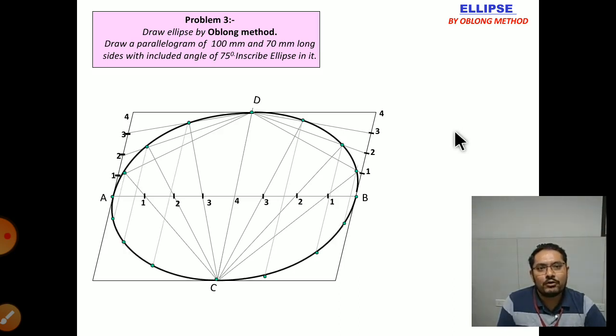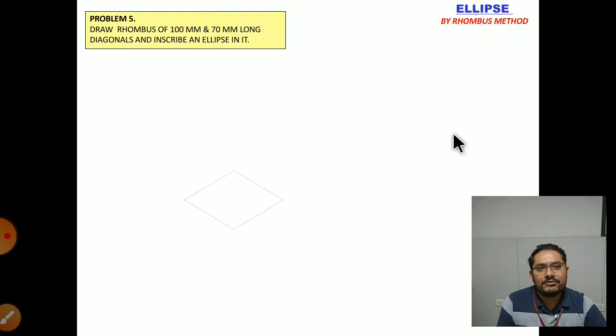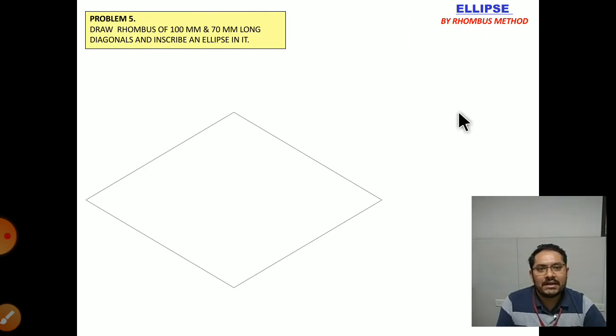Next we can go for the next example. Here is the next example. We are going to construct the ellipse by using the rhombus method. Here is the data. Draw a rhombus of 100 mm and 70 mm long. Here the 100 mm is nothing but the major axis and 70 mm is nothing but the minor axis. Okay, so in this case it is mentioned as a diagonal. This is the major and this is the minor.